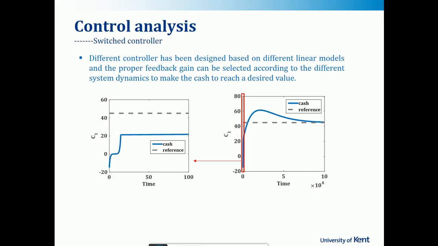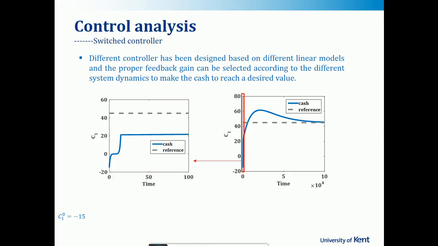Here the figure shows the simulation result in a case where, as the cash of the bank changes, the nonlinear system switches between different regions and the controller switches accordingly. The initial condition of the simulation is when C1 equals -15. The aim of the control is to bring the cash to a desired value which equals 45.